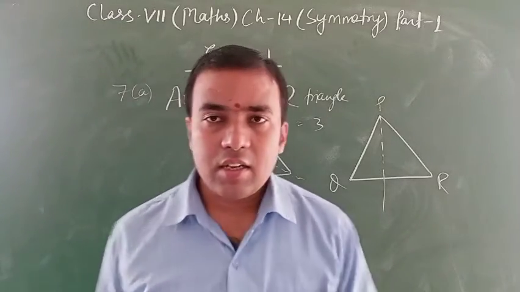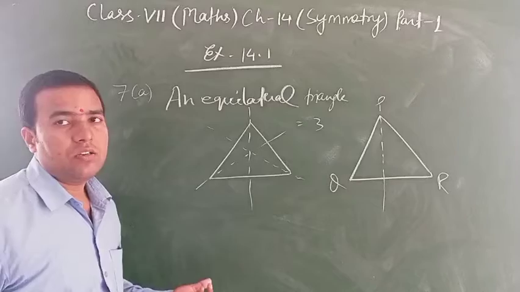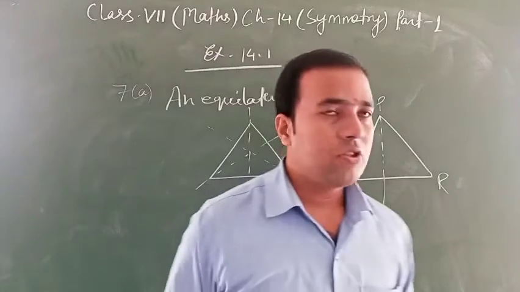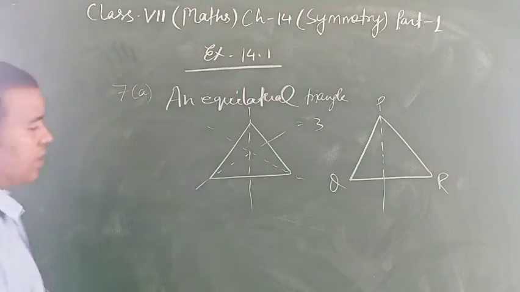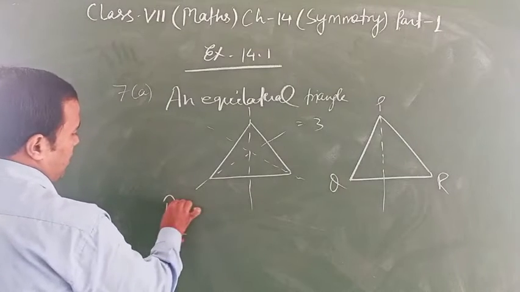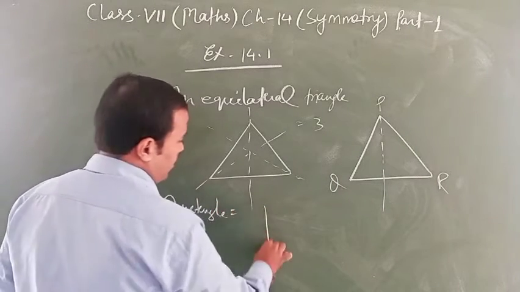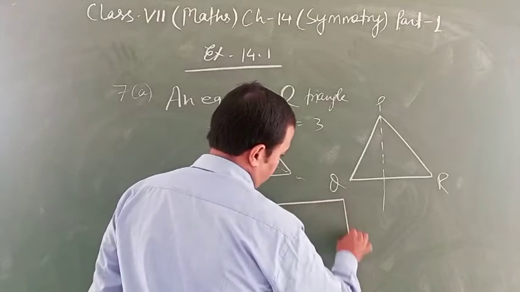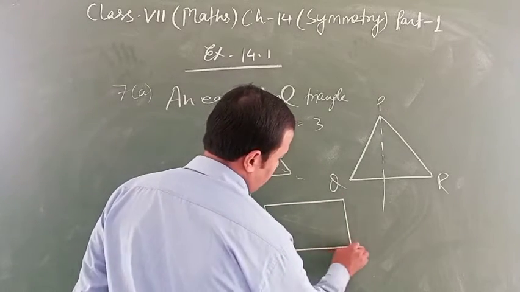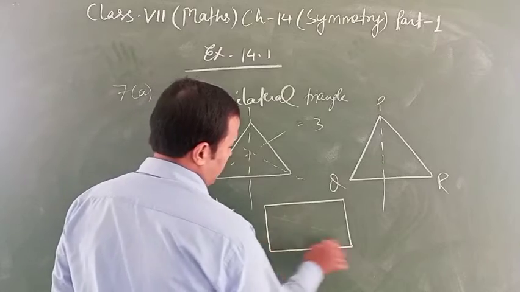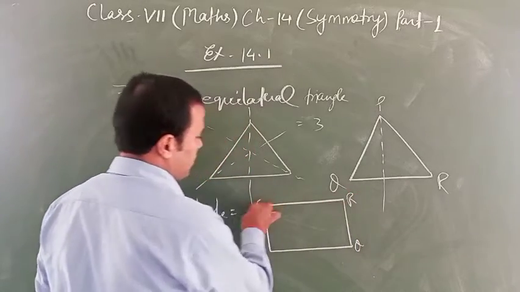A rectangle means there are 4 sides, and opposite sides are equal. So there you can make, I think, 2 lines. In a rectangle, the opposite sides are equal. Here, P, Q, R, S.